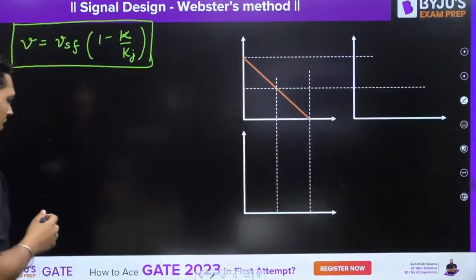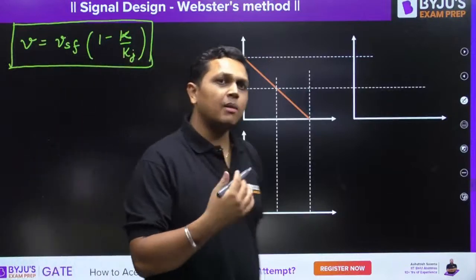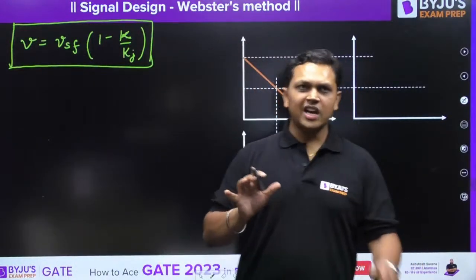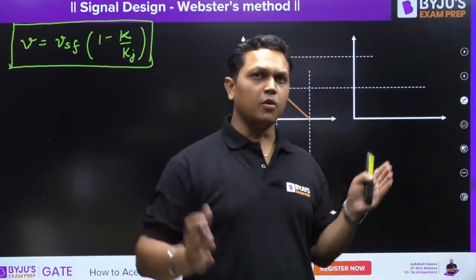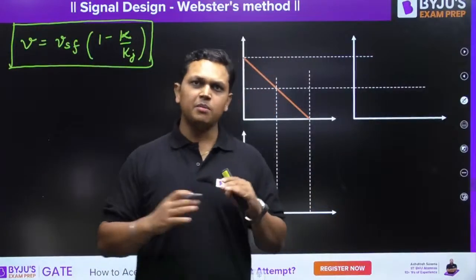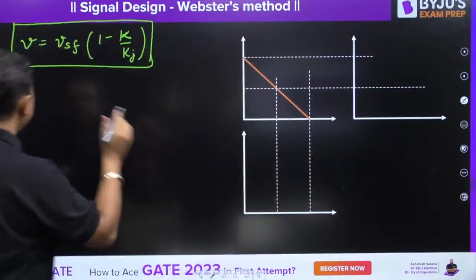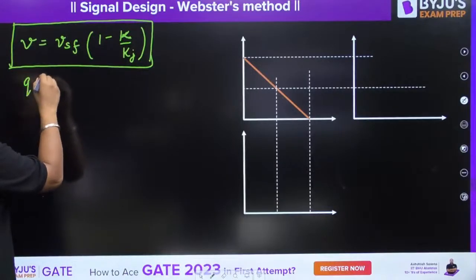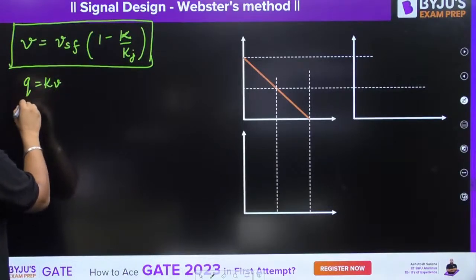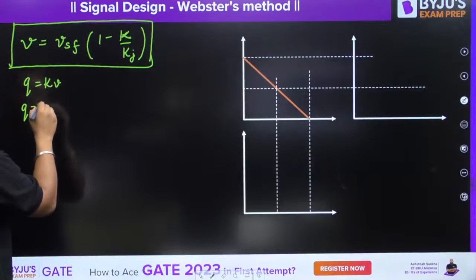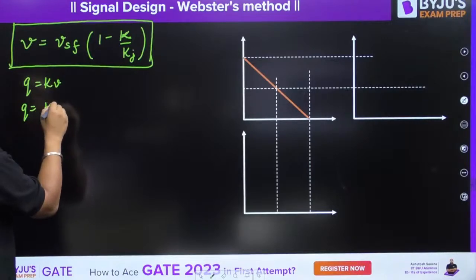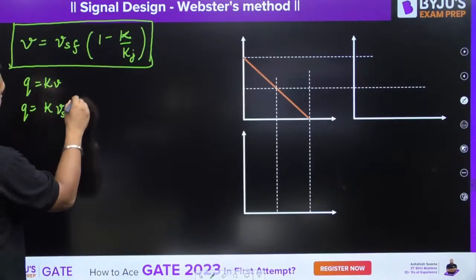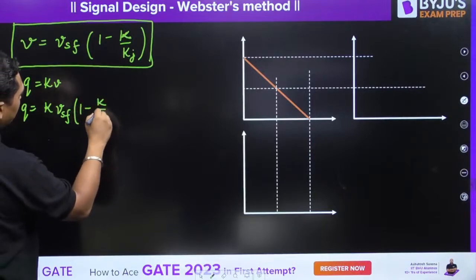Alright. Now let us find the condition of the maximum flow. What is the condition to have a maximum traffic flow? What is the condition to have a maximum Q value? So what is Q? Q is equal to KV. So Q is equal to K Vsf (1 minus K upon Kj).